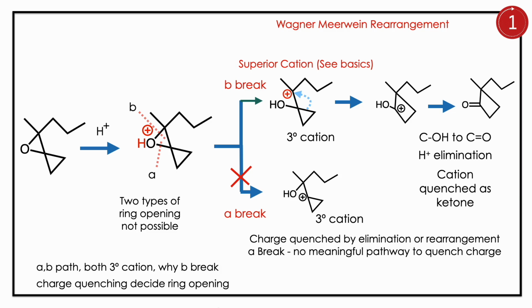Here regioselectivity is there because two rings are opening, A and B, but the ring opening regioselectivity is decided by the stability of the cation. Even though both are tertiary cations, the B path leads to the superior cation, which in turn creates the regioselectivity. It's a kind of Wagner-Meerwein rearrangement dictated by cation stability and complete carbon skeletal change.